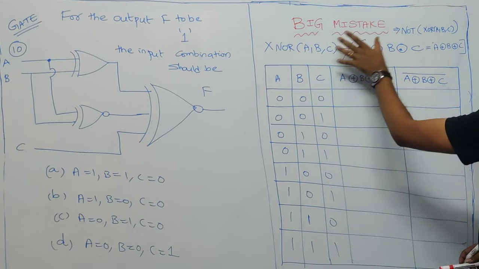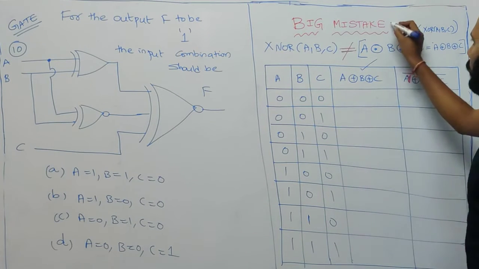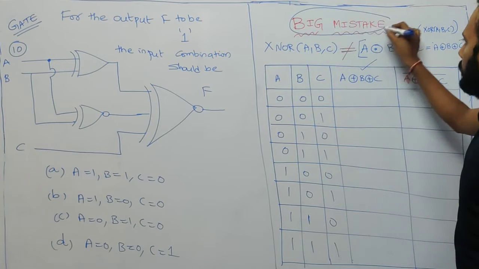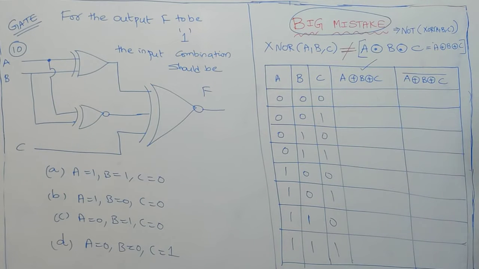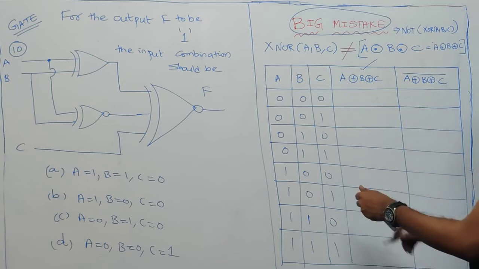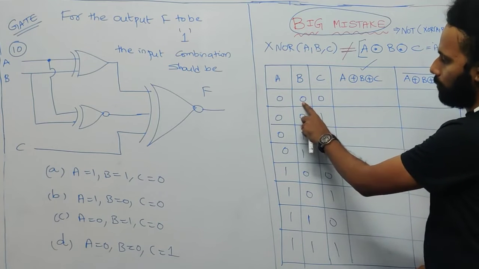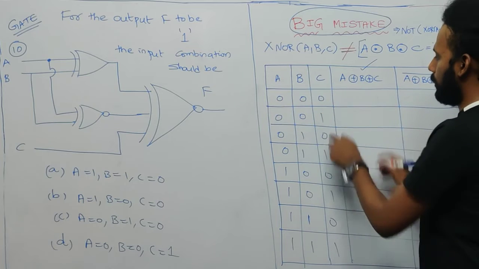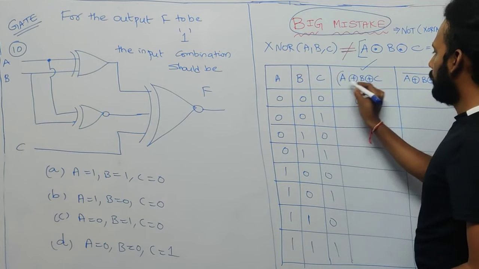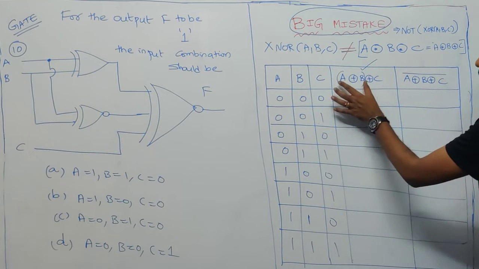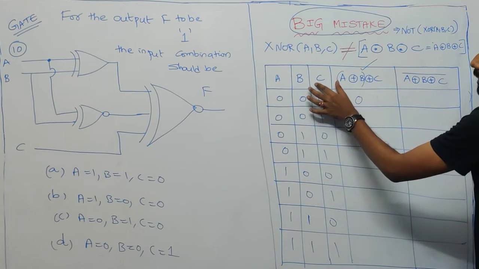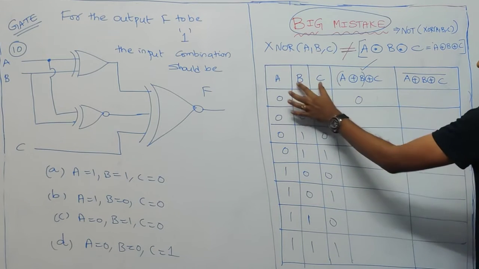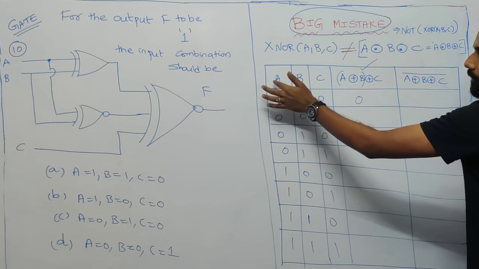Now let's calculate the XNOR of that. That is why I mentioned this big mistake, so please be very careful. Now 0 XOR of 0 is 0 because same inputs. Then 0 XOR of 0 is 0 because I told you it is associative. Either you do the XOR operation of AB and then XOR with C, or you do the XOR operation of B and C and then XOR with A.